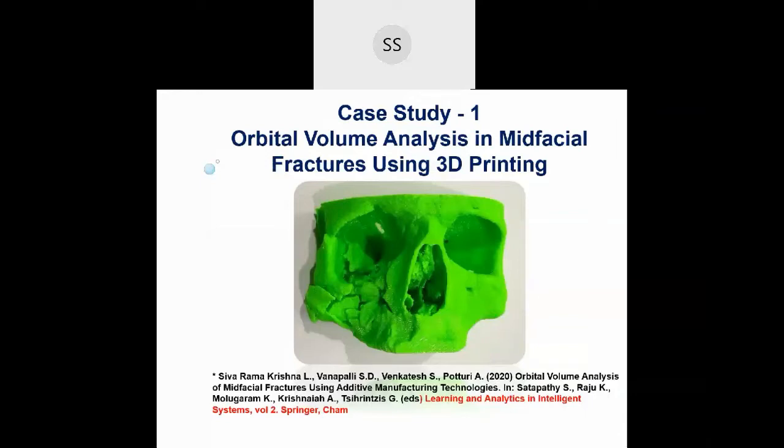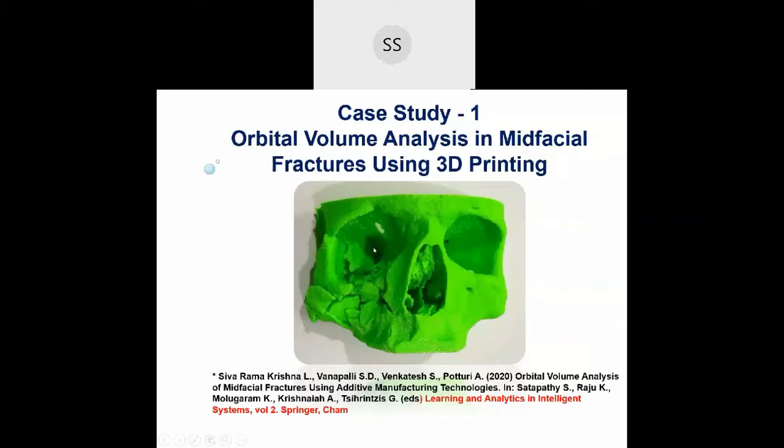So what is that orbital volume? You see, whenever there is a fracture at the bottom, this eye gets dilated. This eye will be getting affected. The eye region is called the orbital volume. So what happens is, because of the fracture, the eye gets displaced. Because the eye gets displaced, the vision is affected.